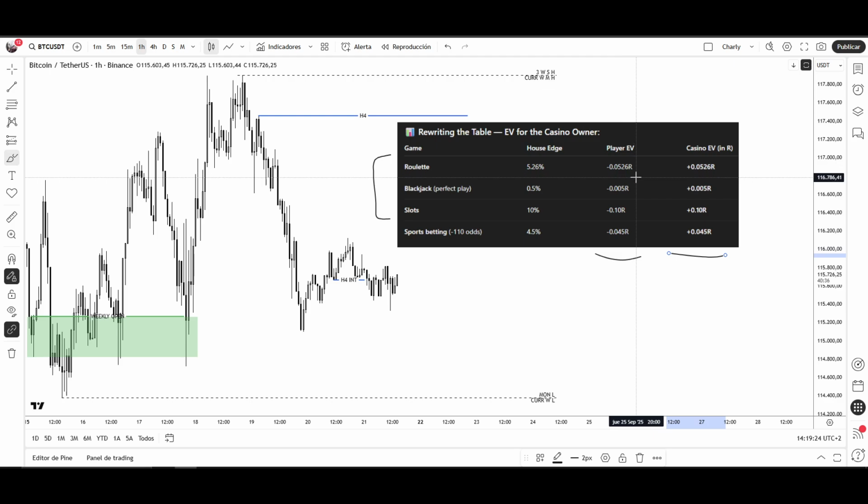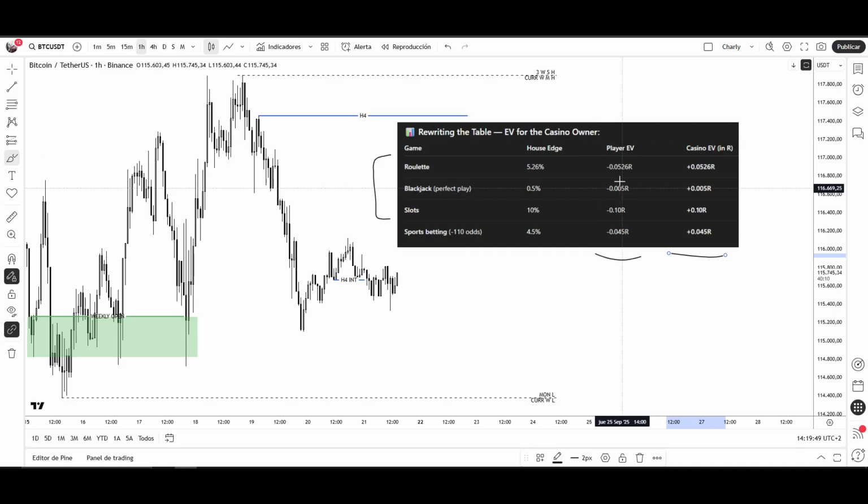That's why I will never go to the casino with the objective of making money. In fact, I've never gone to a casino. If I went to a casino, it would be just to have fun, not to make money, essentially. That's why I trade. Because with trading, you're able to have a positive expected value strategy. That's why trading is not gambling.